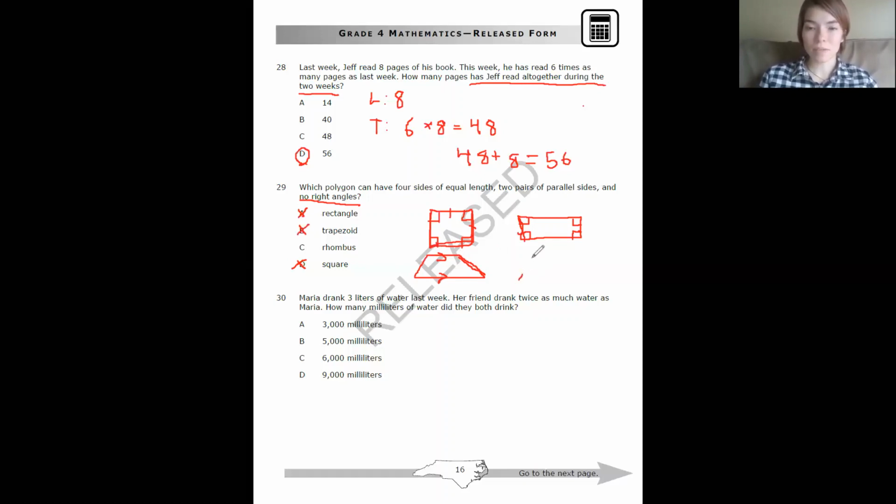And if we know what a rhombus is, a quadrilateral with 4 equal sides, and while it can have 4 right angles, it doesn't necessarily have to. It also has 2 sets of parallel sides, so everything else fits this description, and our answer is going to be C, rhombus.